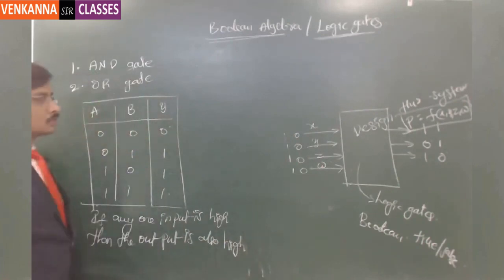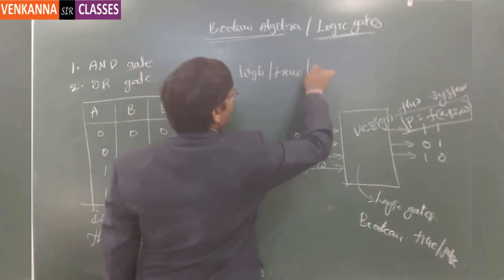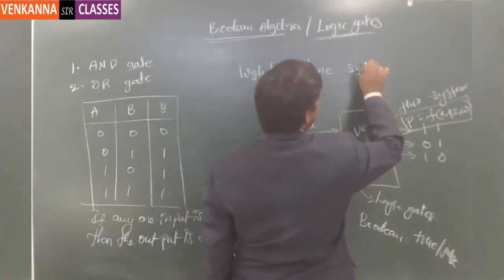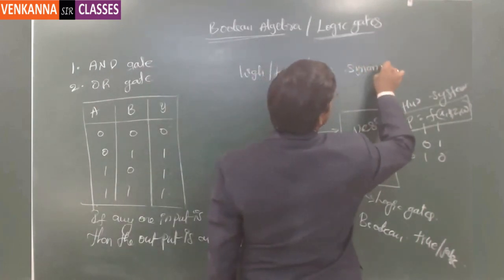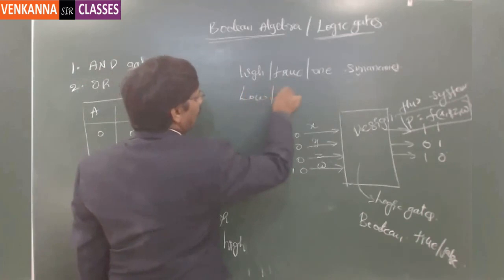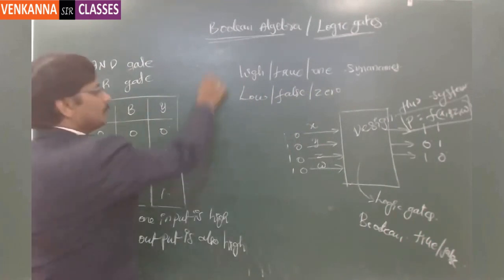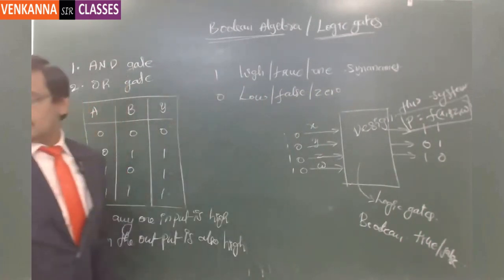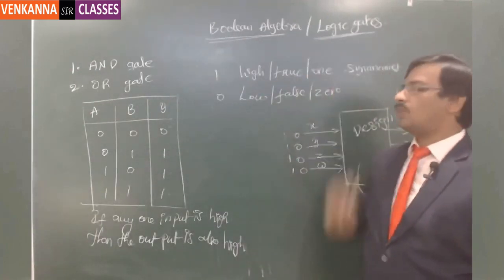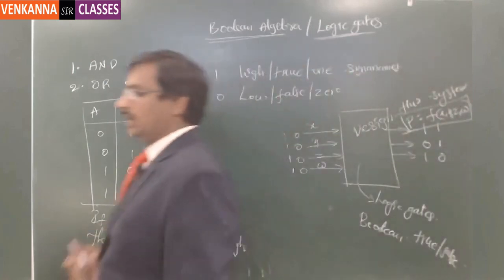Got it? The terms high, true, 1 are all synonyms as far as Boolean algebra is concerned. And similarly, low, false, 0 are all one and the same. So this is represented with 1, this is represented with 0. We can interchangeably use all these words. Got it? High, true, and 1. Low, false, and 0. So like this you can design an OR gate.